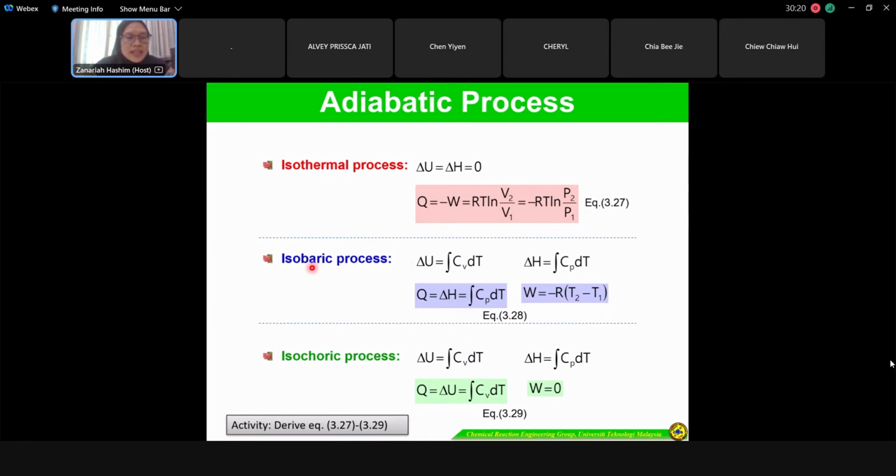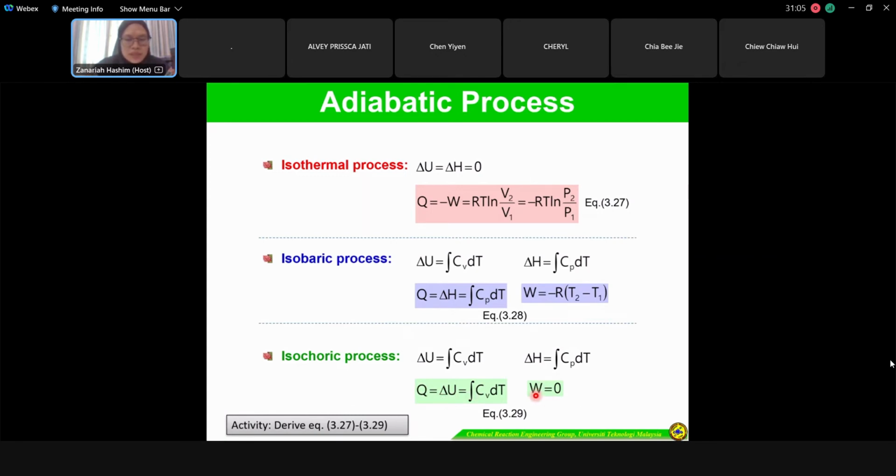The second process is the isobaric process. Isobaric means same pressure, so constant pressure. So in the case of constant pressure, you have this equation. The above equation here is the general equation for delta U and delta H, right? So delta U is this one, and then delta H is this one, and then you can derive the equation for Q and W. And then another one is for the isochoric process. Isochoric here means same volume, so constant volume process. So in this case, the Q becomes equal to delta U, and then the work becomes 0.